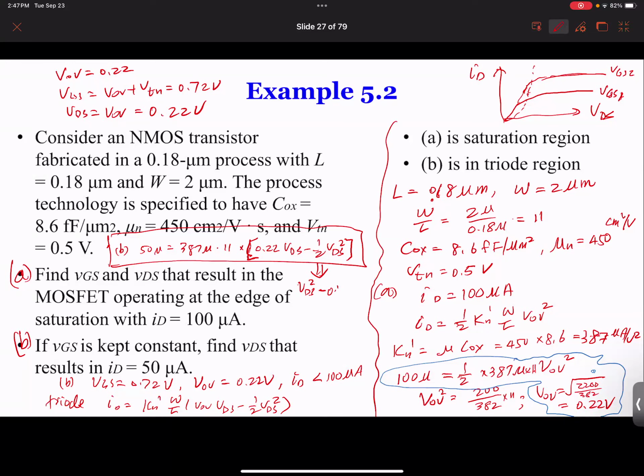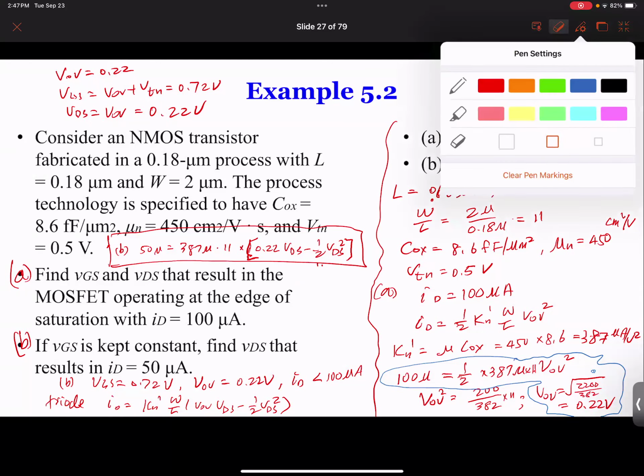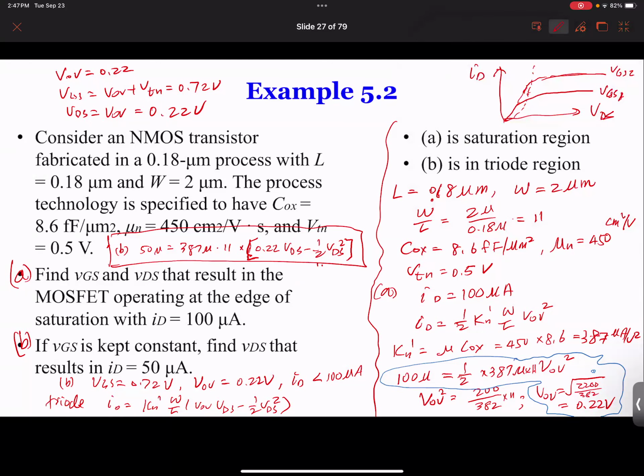I'm going to write it. I'm going to erase this one. So that equation comes down to, I'm going to write over here, just to make sure: VDS squared minus 0.44 VDS plus 0.023 equal to 0. And from here, we found VDS equal to two values.